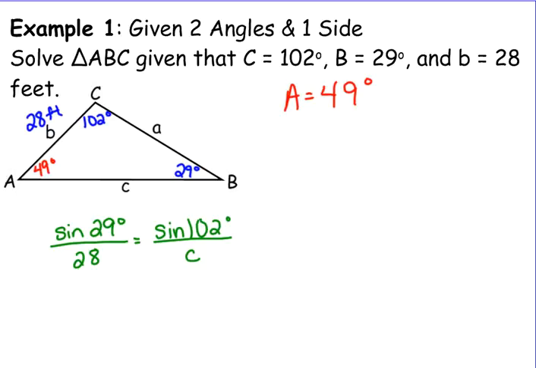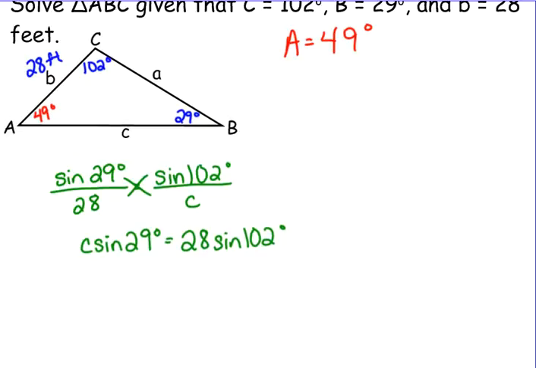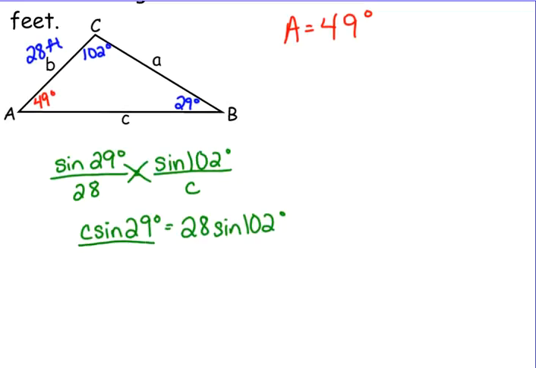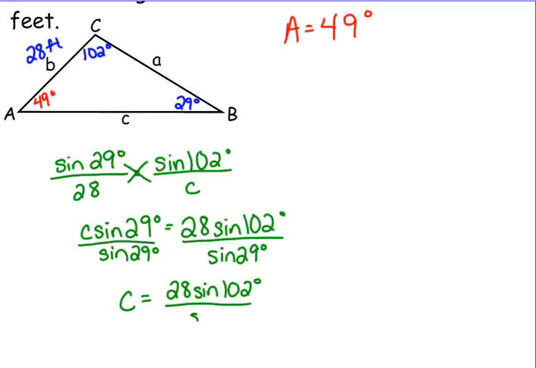Now, if we're solving for C, what do we do? We've got a fraction equal to a fraction. Cross multiply, and then divide. So C sine of 29 degrees is equal to 28 sine of 102 degrees. I wait until the very end to put anything into my calculator. I'm going to completely isolate my side C before I start typing. So then I divide by the sine of 29. So C is equal to, the exact answer would be, 28 sine of 102 divided by the sine of 29.